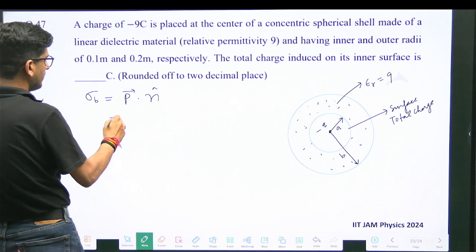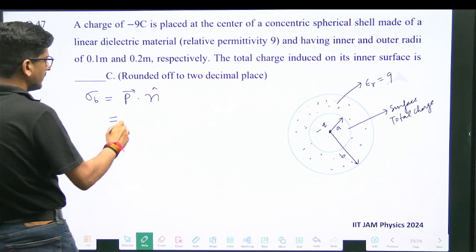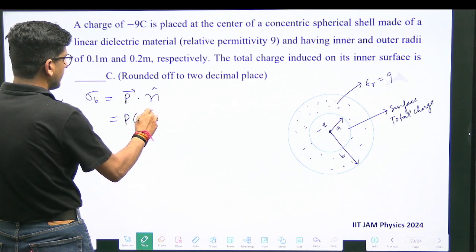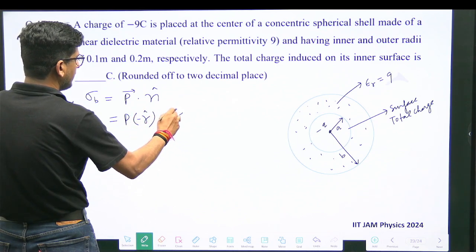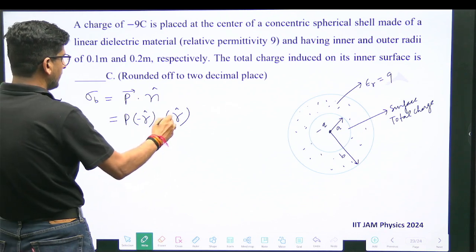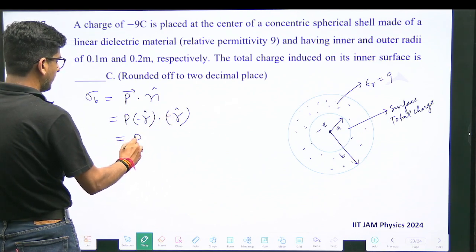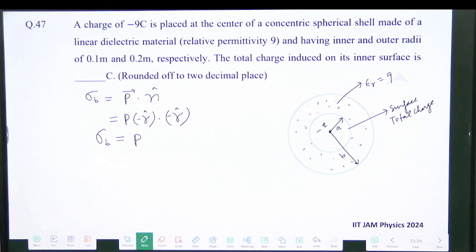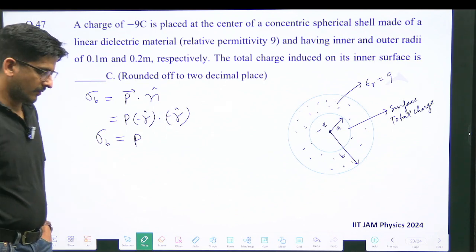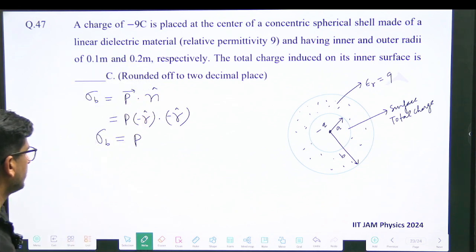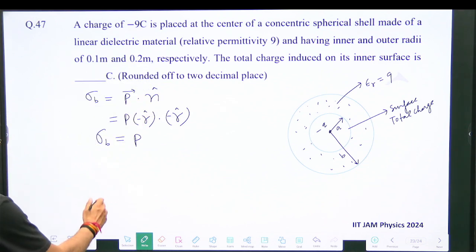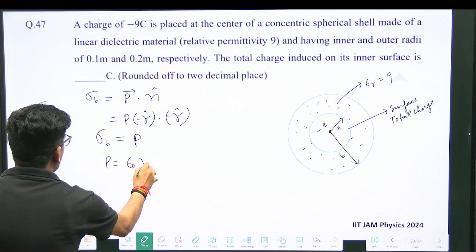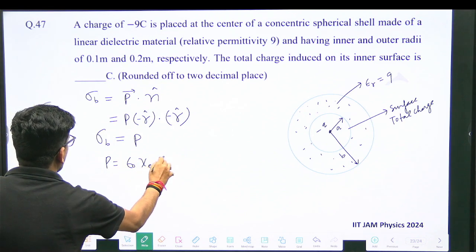So if I see the inner surface, the polarization P will also be in the minus r cap direction, and n cap is also in the minus r cap direction. So sigma b is equal to simply P. For polarization calculation, we can take a very simple route, that P is equal to epsilon naught chi E times capital E.